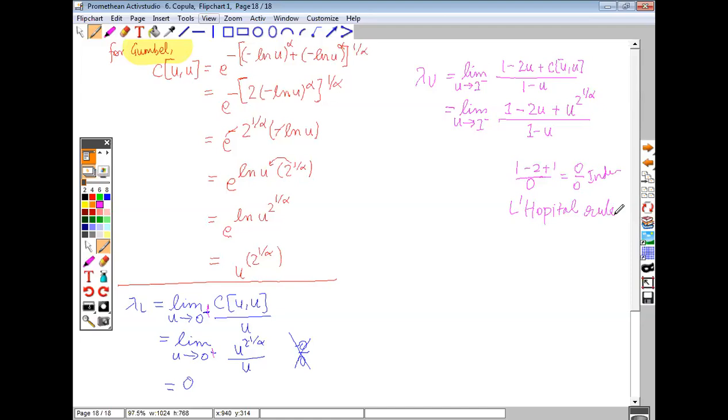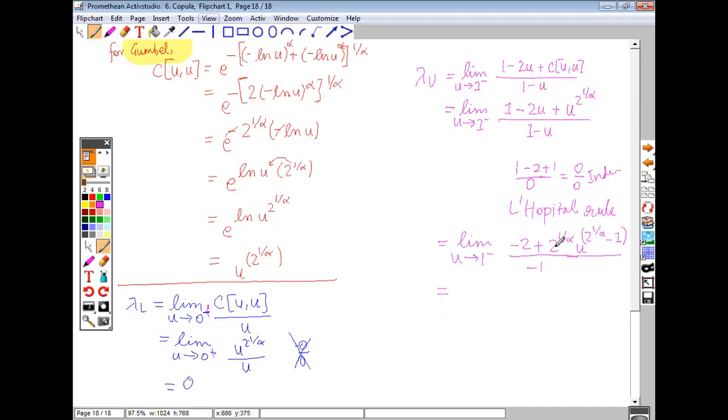So what you do is you use L'Hopital rule, where you differentiate this numerator separately and you differentiate this denominator separately. And now what you will have is limit u going to 1 minus. Also, 1's differentiation is just going to be 0. And here you will have minus 2. We'll do that thing later. And I have a minus 1 in the denominator. So now I'll have to differentiate this guy. So we'll just use chain rule, and this power will come down first, and you're going to have u raised to 2 raised to 1 upon alpha minus 1, and this is in power of u now, right?